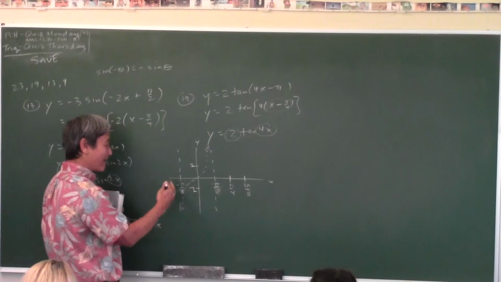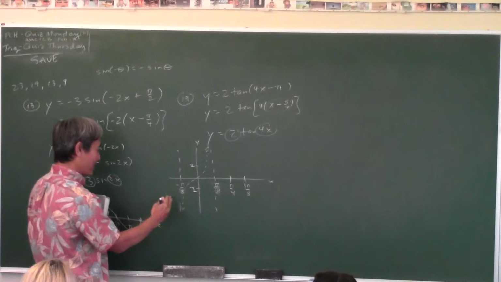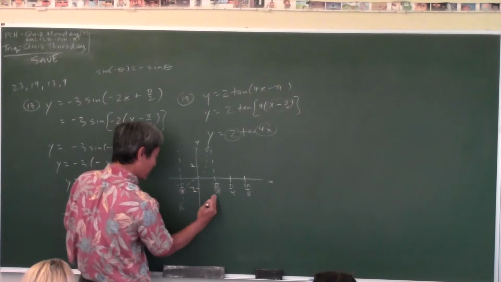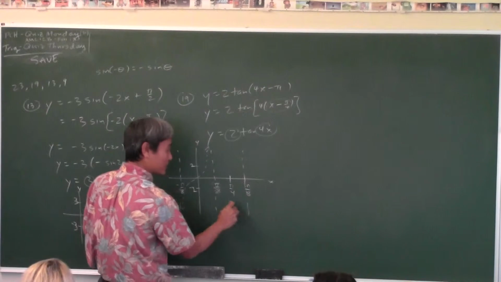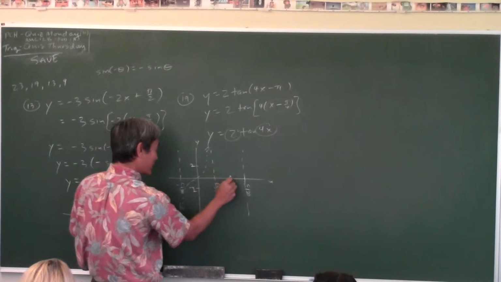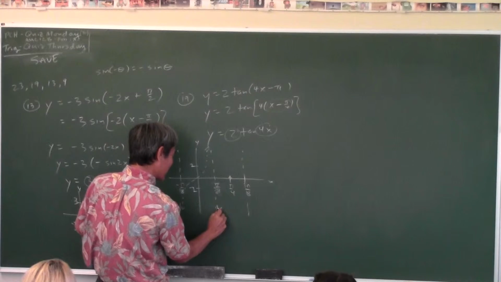So what if I took everything and shifted it pi over 4 to the right? That means this asymptote is going to come here. This one goes over here. Everything shifts 2 hash marks. This point comes over there, and so the graph looks like this.